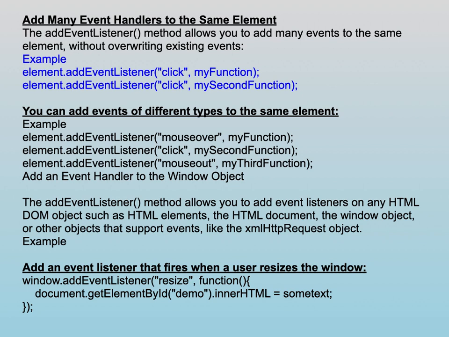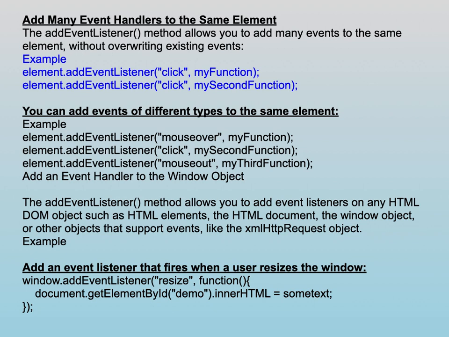Add many event handlers to the same event. The addEventListener method allows you to add many events to the same element without overwriting existing events. Example: element.addEventListener click, comma, myFunction; element.addEventListener click, comma, mySecondFunction. Likewise, you can add any number of event handlers. You can add events of different types to the same element.